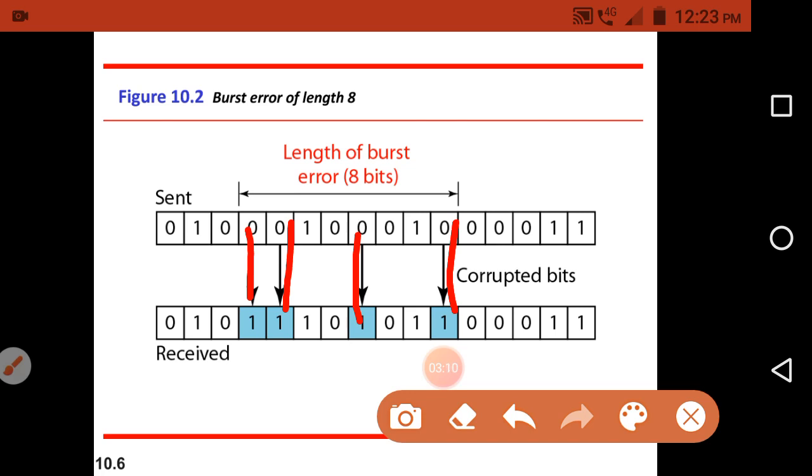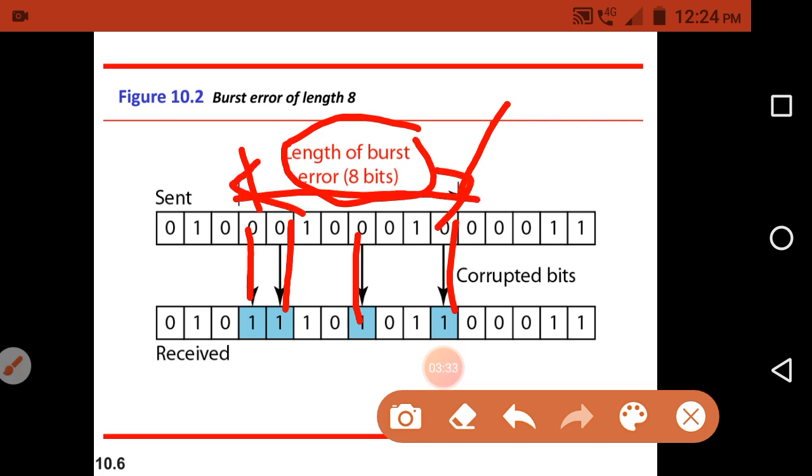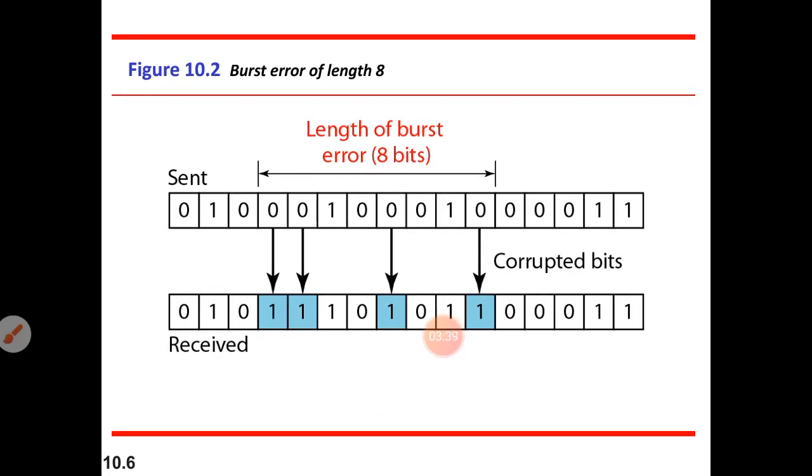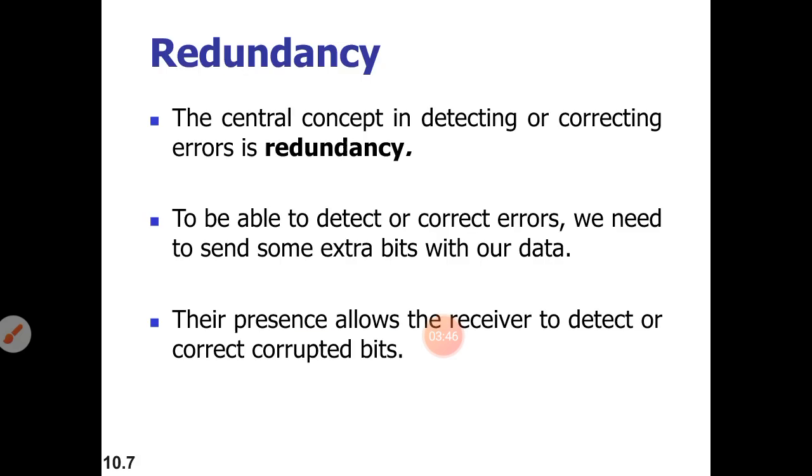Here they also mention the length of the error, that is 8 bits. The distance from the position where the first bit has been corrupted to the position where the last bit is corrupted, that distance we call the length of the burst error. Single bit error means only one bit, and burst error means two or more bits can be changed at the receiver.